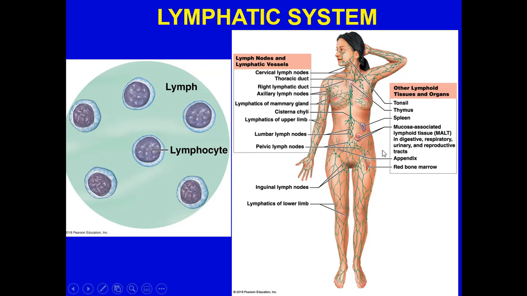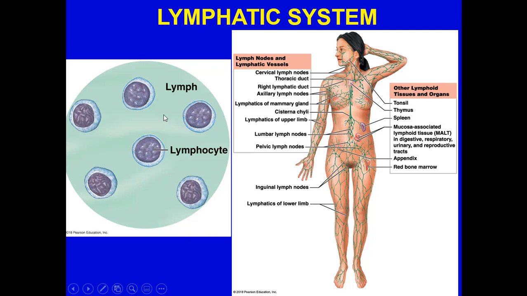You'll notice in the abdominal area that there are a variety of other lymphoid tissues, including the tonsil, the thymus, the spleen, the MALT, the mucosa-associated lymphoid tissues. Now, MALT is clusters distributed throughout the digestive, respiratory, urinary, and reproductive tracts. You will also find the appendix here. And of course, wherever you have skeletal bone, you have red bone marrow.